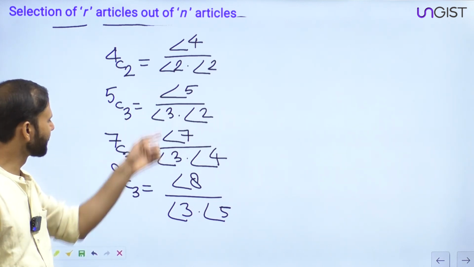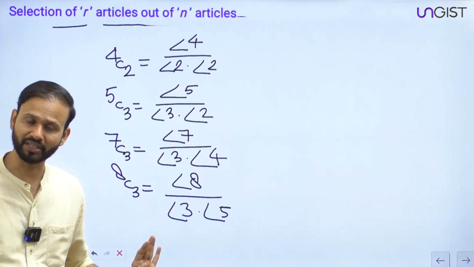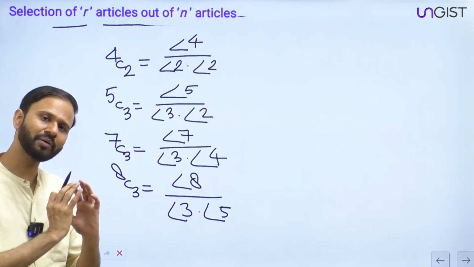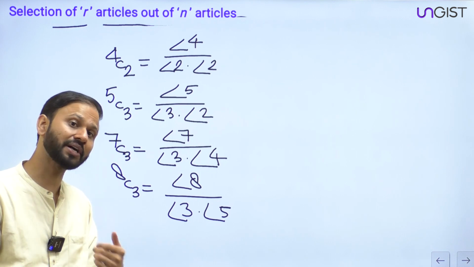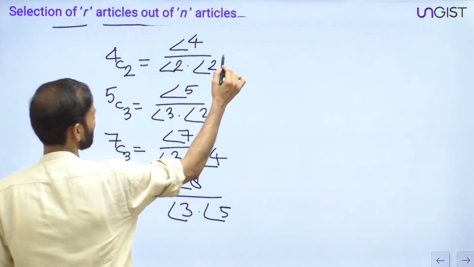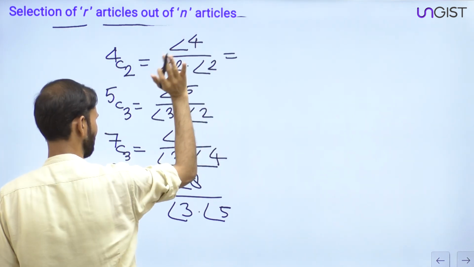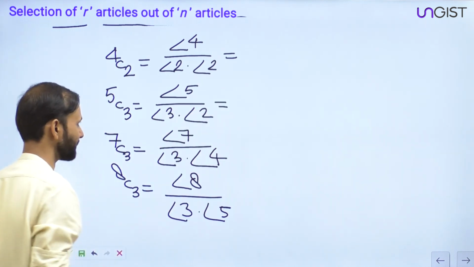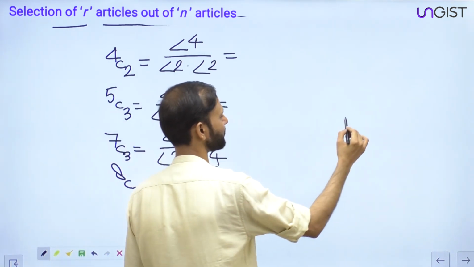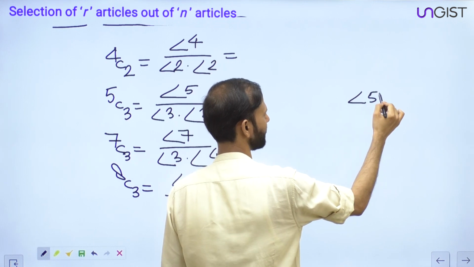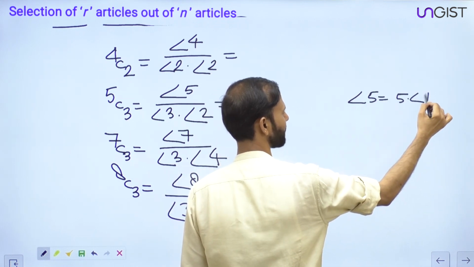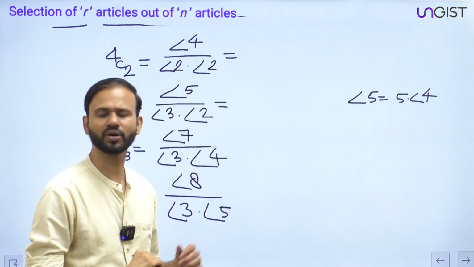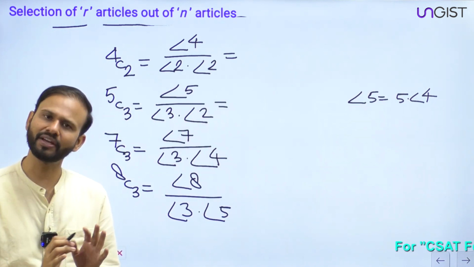Now till now what I have written is only the formula part, right? Now let's see how I'm trying to solve this question. Just observe that method. Fine. Here, factorial 5 is what? Factorial 5 is actually 5 into 4 factorial. Everybody okay? Factorial 5 is 5 into 4 factorial.